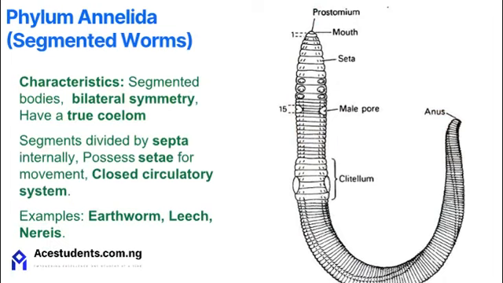Annelids are segmented worms that have a well-developed body structure, including a closed circulatory system. They possess setae, which are tiny bristles that aid in movement. The internal body segments are separated by partitions called septa. Earthworms and leeches are common examples of this phylum.